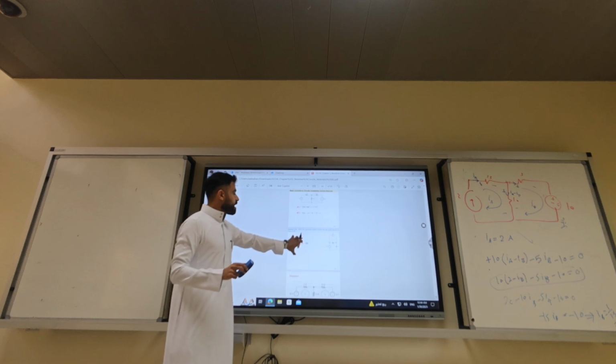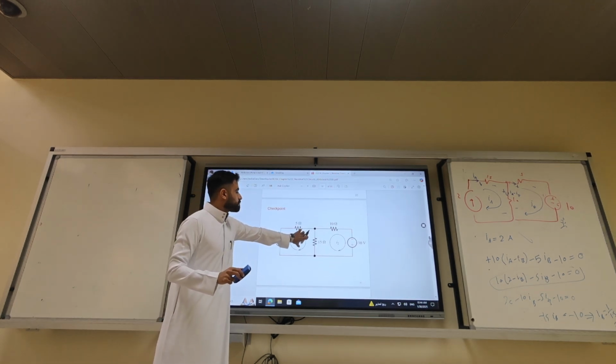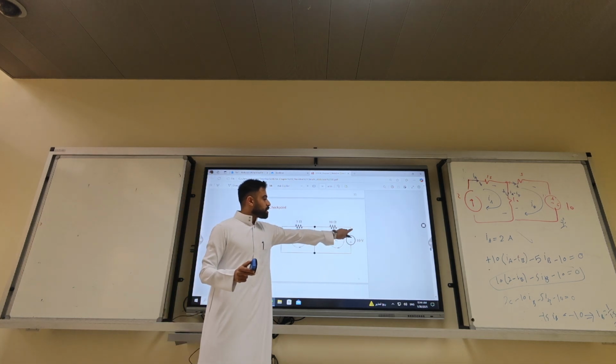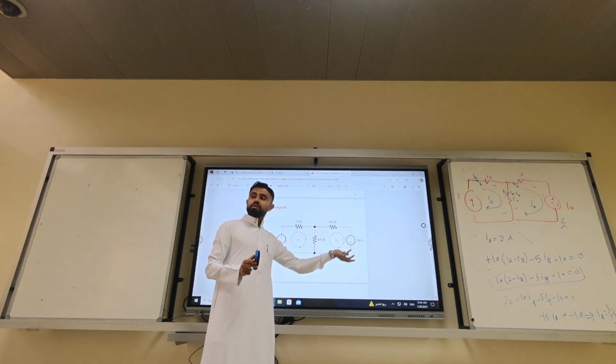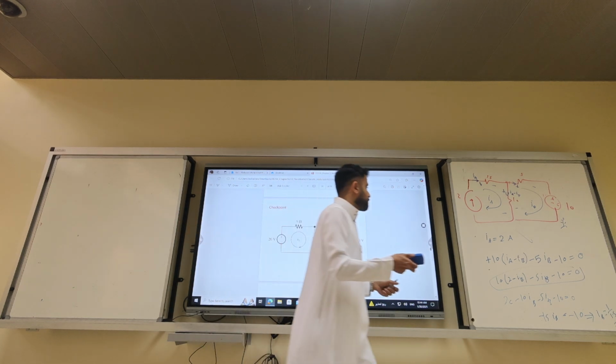You see, the slide doesn't have the solution. You have to go back to the exercise. Checkpoint. What's interesting about this checkpoint is we reverse the battery. Are you getting scared if we reverse the battery now? No, it's just voltage rise rather than voltage drop.